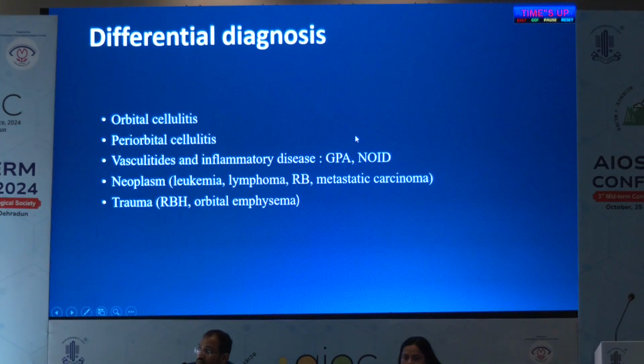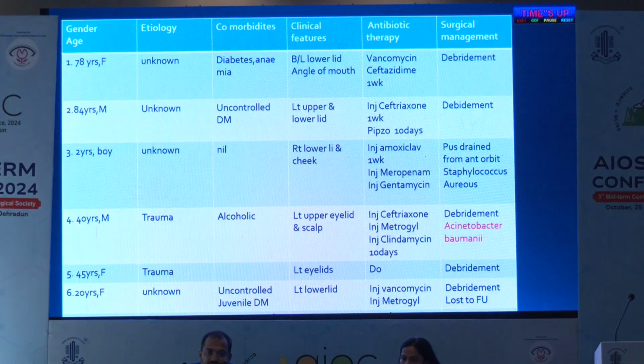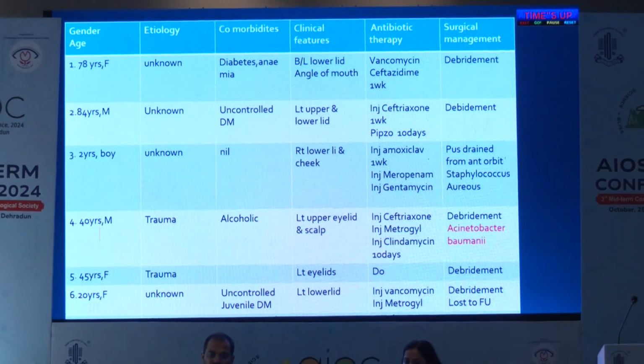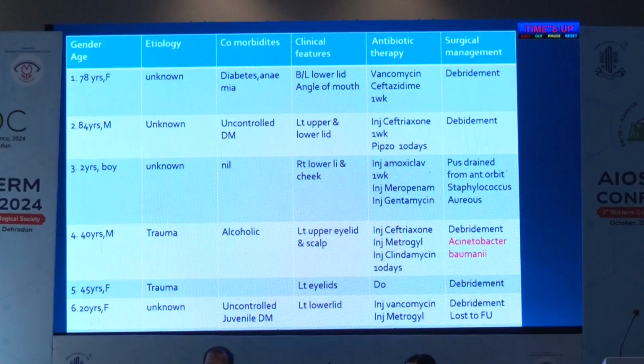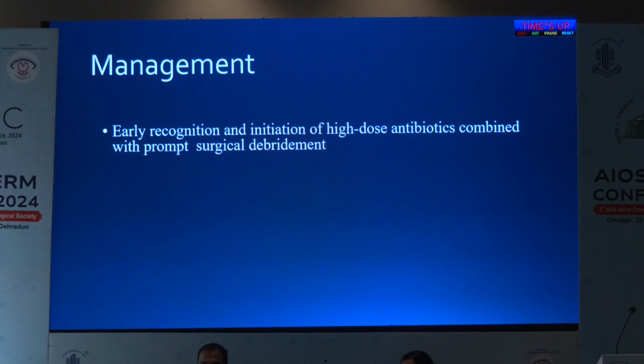then you can say that this is going to be a case of necrotizing fasciitis. These are 12 cases I have seen and treated so far. Among these, 7 were female and 5 male. 50% of the cases had diabetes and an alcoholic history. Differential diagnosis is also important, orbital cellulitis and so on.